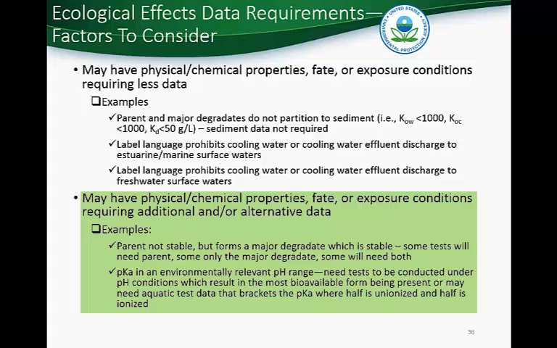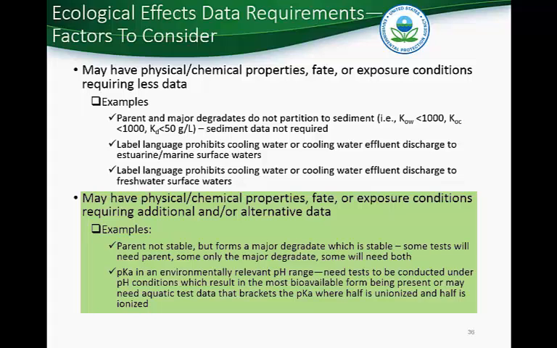Another example where additional data might be needed is where the pKa, or the acid dissociation constant, of the active ingredient is in the environmentally relevant pH range. This is important because it means under certain pH conditions, the chemical may be more bioavailable or toxic than under other pH conditions. In this case, aquatic tests are required to be conducted under pH conditions which result in exposure to the most bioavailable form.